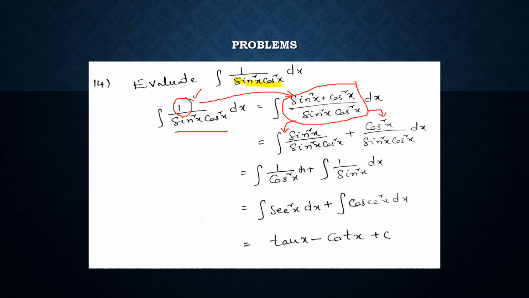square x by sin square x into cos square x plus cos square x by sin square x into cos square x dx. So that becomes integral 1 by cos square x dx plus integral 1 by sin square x dx. That is equal to integral secant square x dx plus integral cosecant square x dx. Already we know that integral secant square x dx is tan x, and integral cosecant square x dx is minus cot x plus c. So this is the solution.